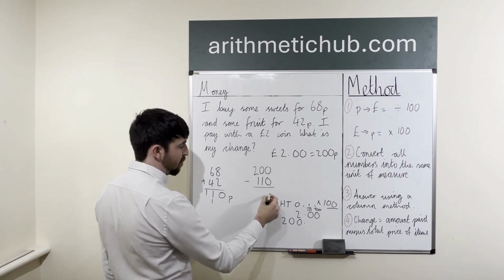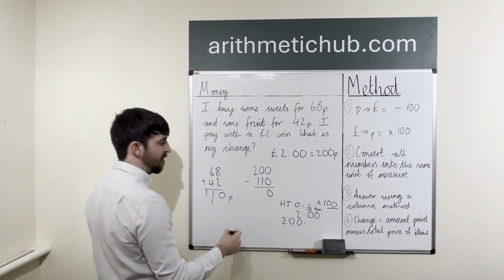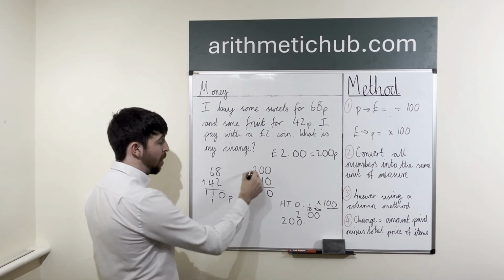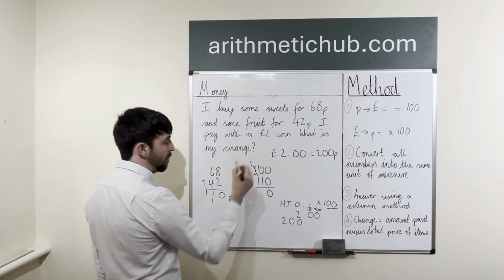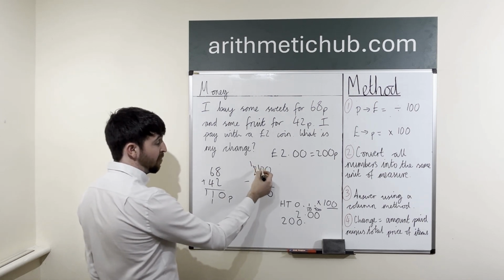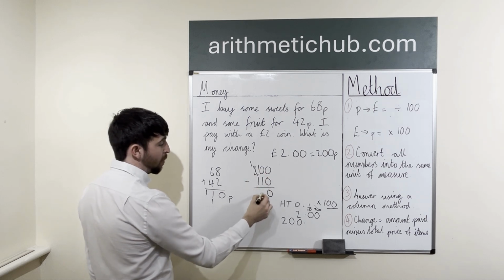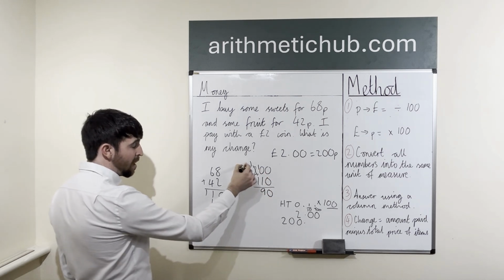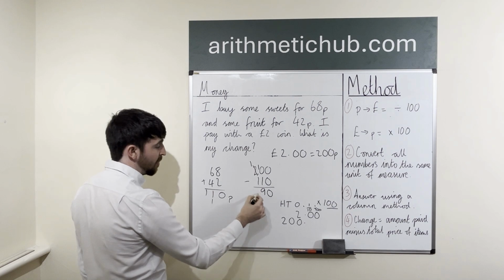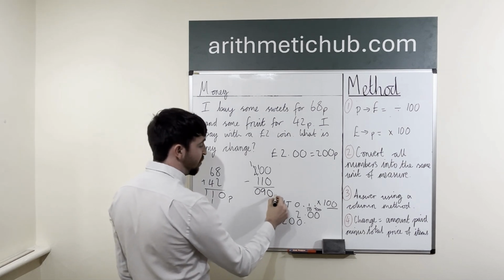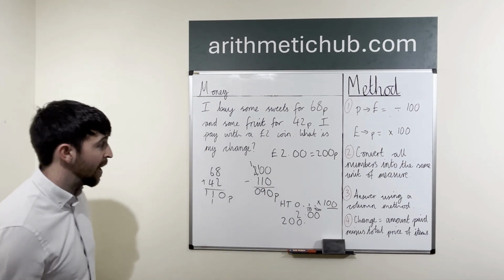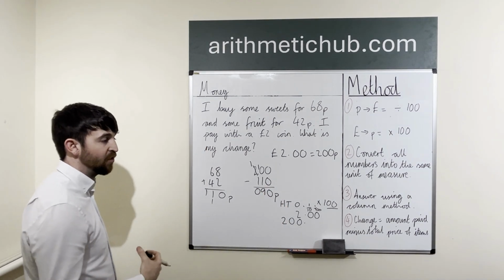0 subtract 0, 0 take away 0 is going to give me 0. 0 take away 1 I can't do, so I need to exchange. Cross the 2 out, make it a 1. Exchange the 1 to make it a 10. 1 take away 1 is going to give me 9. And then in my hundreds column, 1 take away 1 is going to give me 0. So the total change for this question is going to be 90 pence. I got 90 pence change.